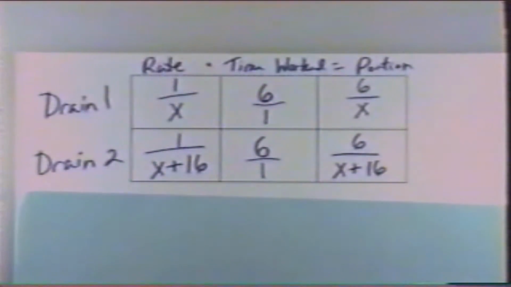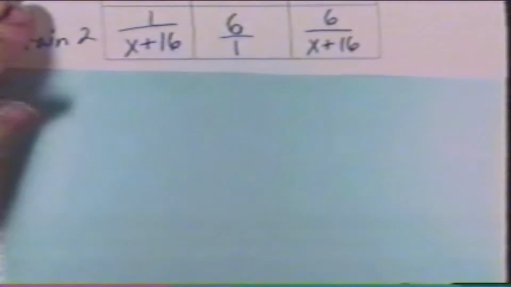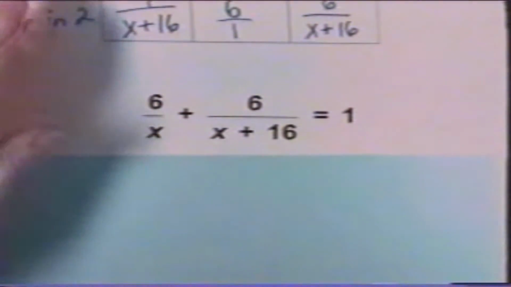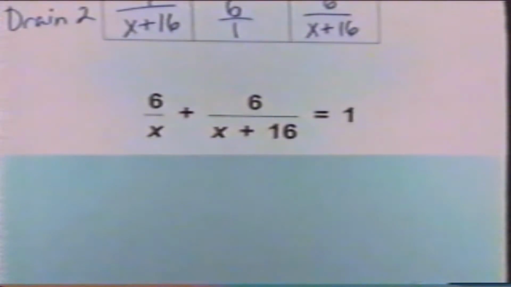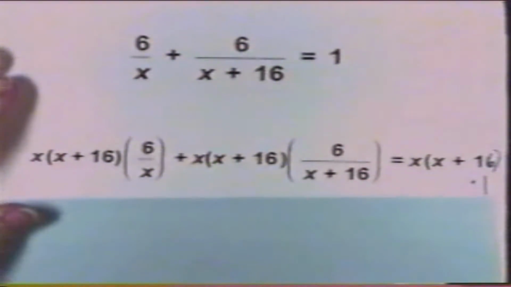Now what we want is for both drains to work together to empty the tank. So we're going to add the two portions together and set that equal to 1. Now again, the common denominator for this problem is a little more complicated than the others. This common denominator would be x times x plus 16. So we would put x and then x plus 16 in parentheses. So we've got to multiply everything by x times x plus 16.